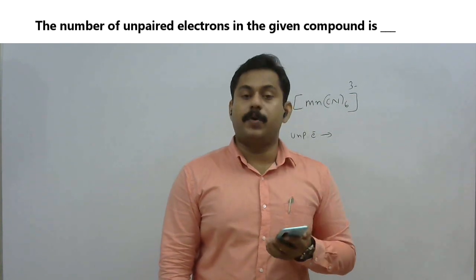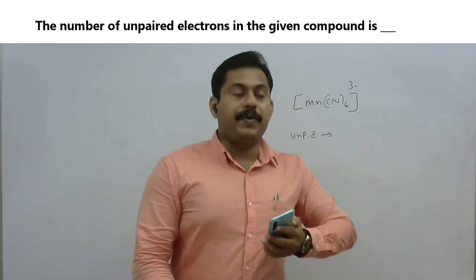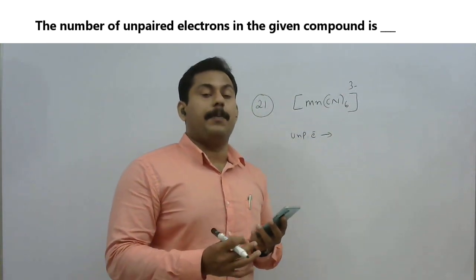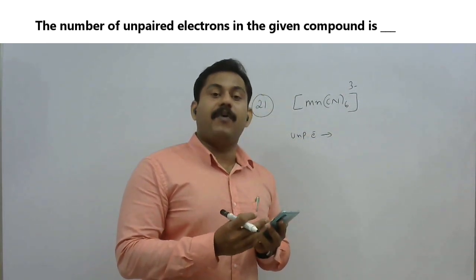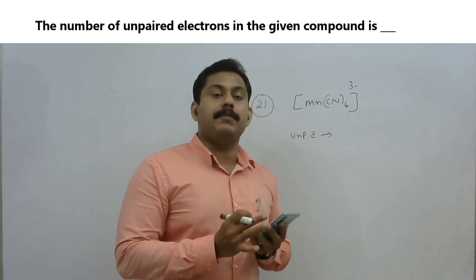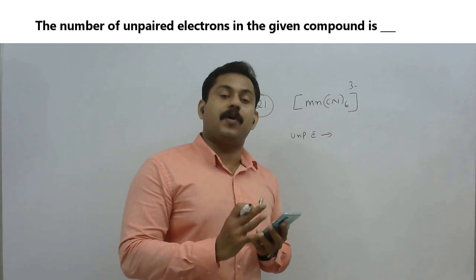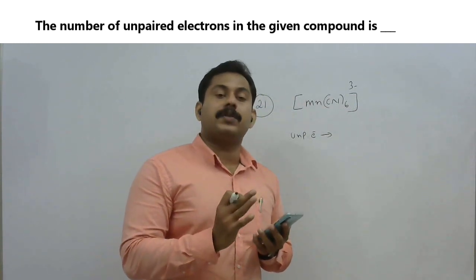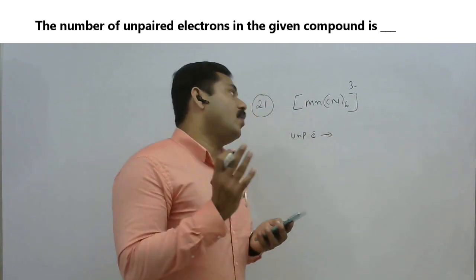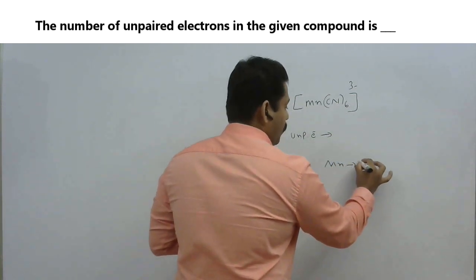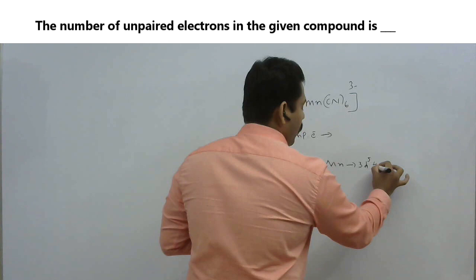Number 21. It is very, very important and very confusing only. We are given a complex, [Mn(CN)6]3-. They are asking the number of unpaired electrons. We have valence bond theory, but it has some limitations. So whenever they ask the magnetic moment or number of unpaired electrons, we have to go for crystal field theory only. So which is the central atom here? Manganese. Manganese electronic configuration, we know, is 3d5 4s2 only, right?